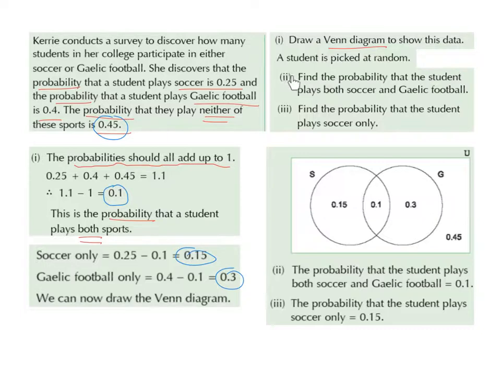Part 2. Find the probability that the student plays both soccer and Gaelic football. The probability that the student plays both soccer and Gaelic football is 0.1. So it's what's inside the intersection.